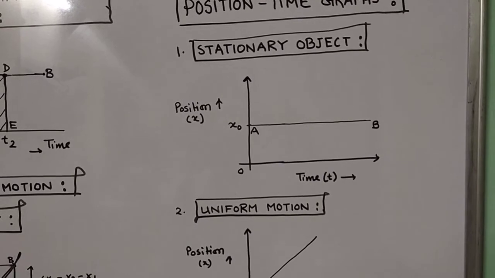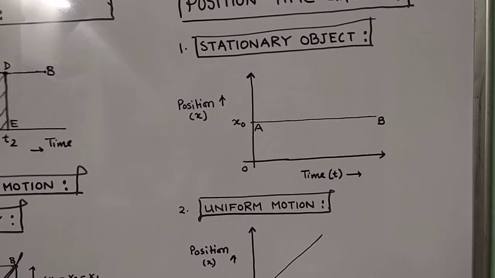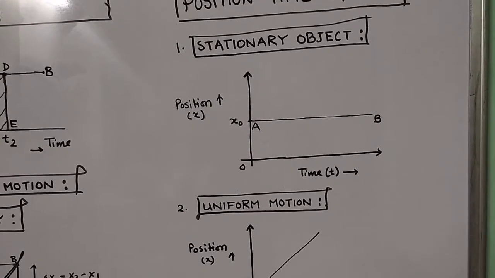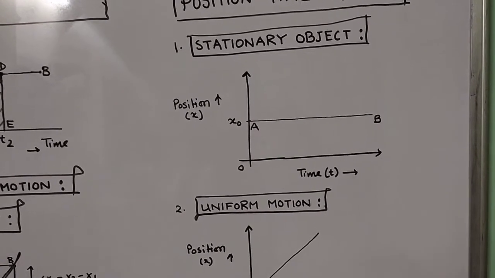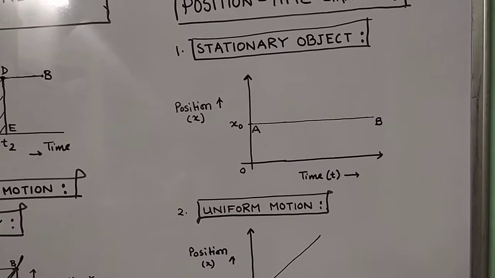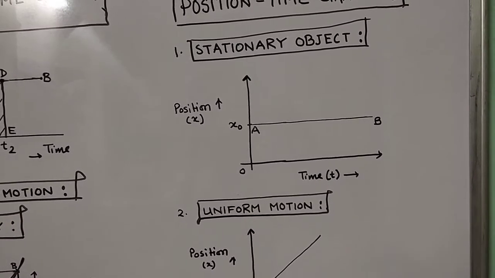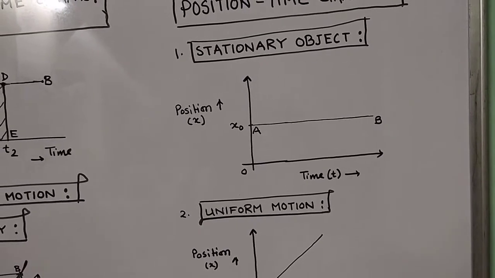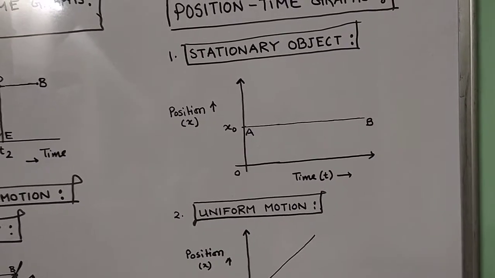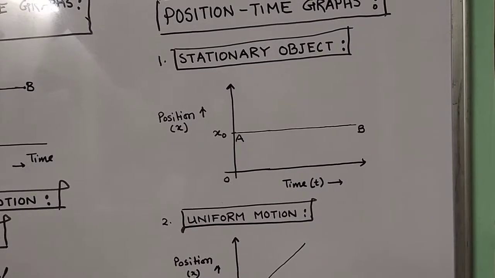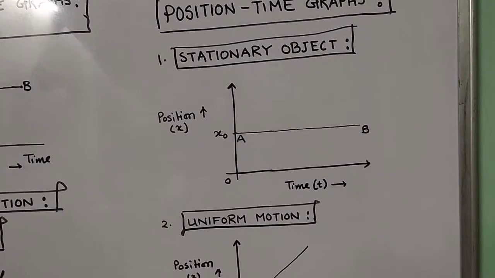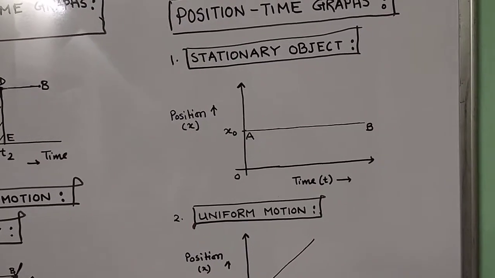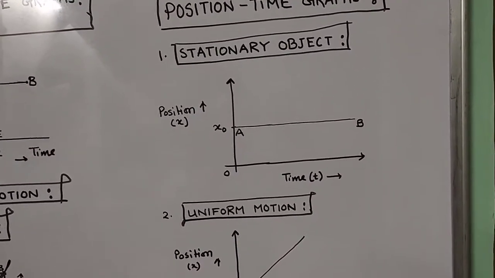So if you see from the graph, you can conclude that with time there is no change in position, and it means that the object is at rest. So if you consider time t equal to 0, its position is x0, and if you consider any arbitrary time apart from 0, you will see that the position is still x0. There is no change in position. So whenever you get this kind of graph and the graph seems to be parallel to the time axis, then you can conclude that this is the graph for the stationary object.